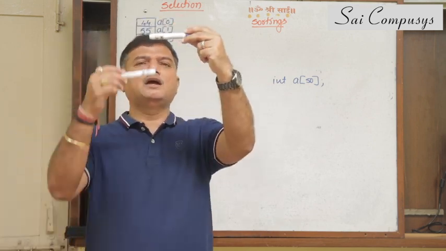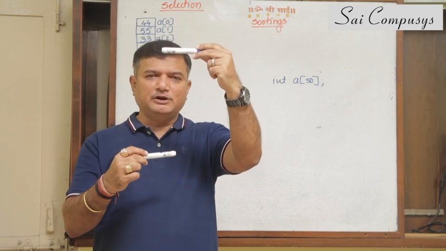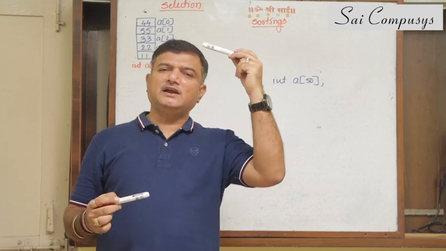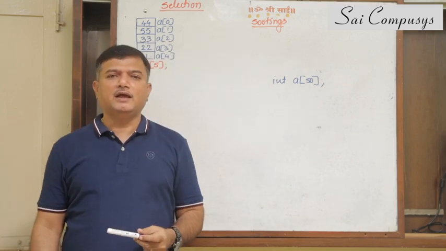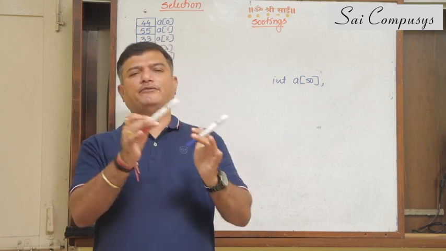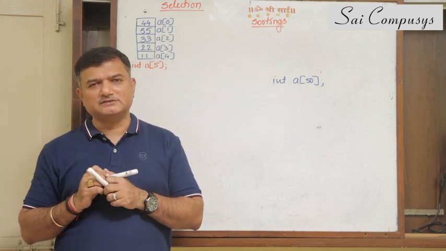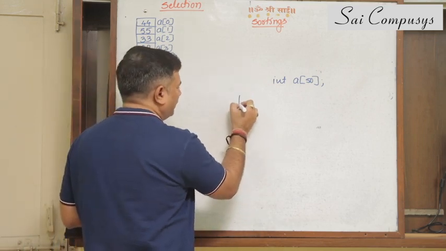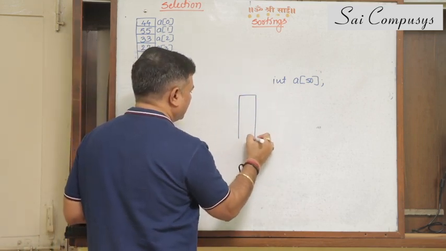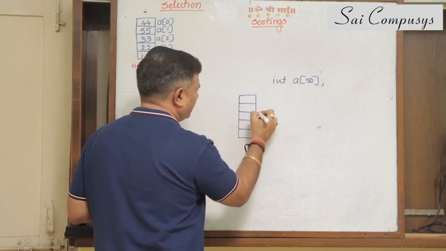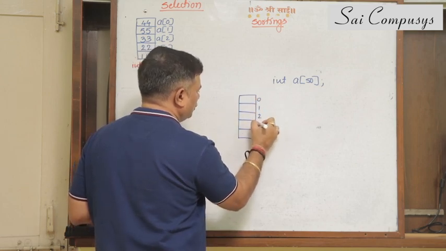Select one element, compare it with all elements below it. If greater, interchange it. Go on selecting every element of the array, compare it with all elements below it. If greater, then you have to interchange them simultaneously. Let us say I have an array of 5 elements, something like this, with positions 0, 1, 2, 3, 4.